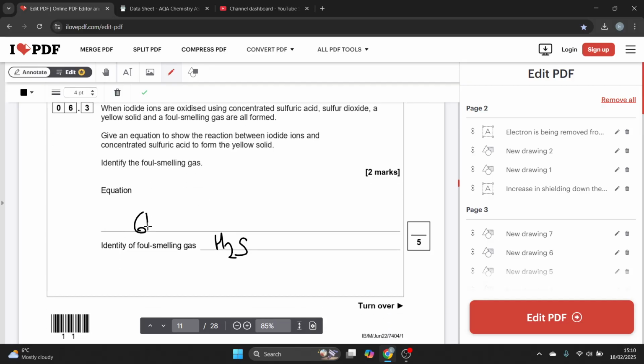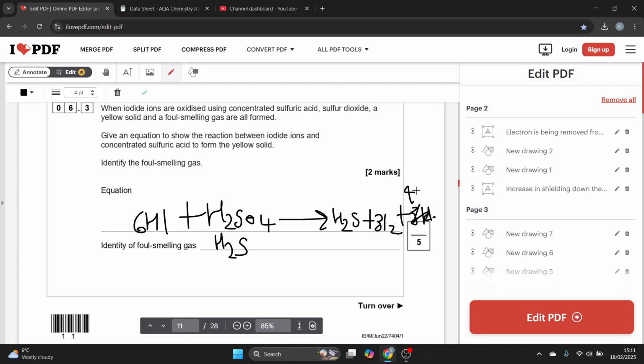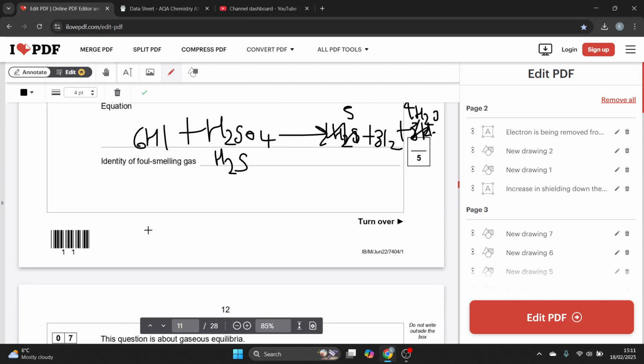So I've got 6HI plus H2SO4 to form H2S plus 3I2 plus 3H2O. No, it's not 3H2O, is it? 4H2O. No, this one's a different one: S plus 3I2 plus 4H2O. Hydrogen sulfide is the foul smelling gas. Or you could say 6H plus plus 6I minus.